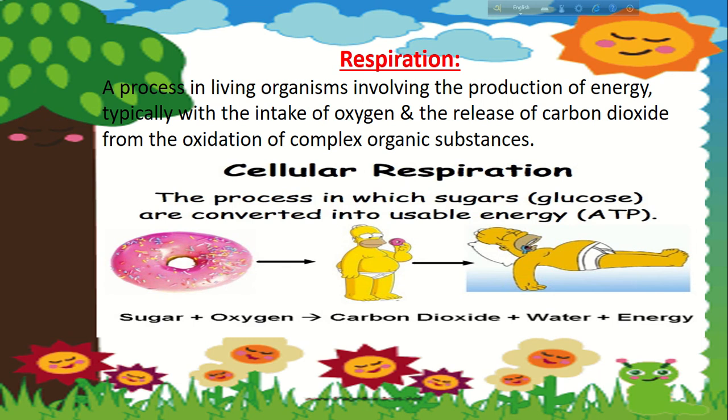Respiration process: a process in living organisms involving the production of energy, typically with the intake of oxygen and the release of carbon dioxide from the oxidation of complex organic substances. So here the carbon dioxide produced by animal respiration is used by plants for photosynthesis. So in this way, by photosynthesis and respiration, interrelationship between plants and animals has been established within the living world.